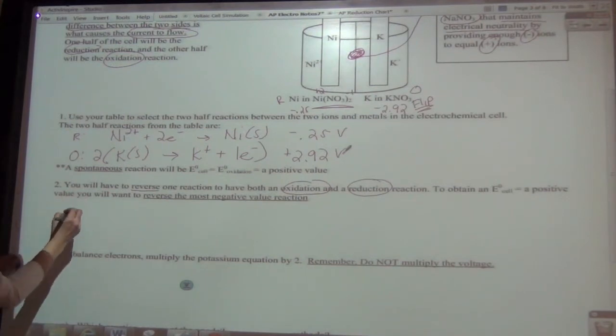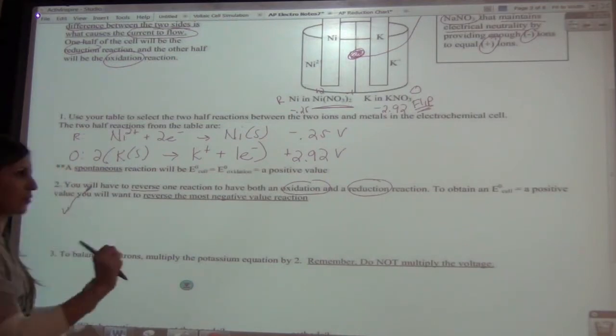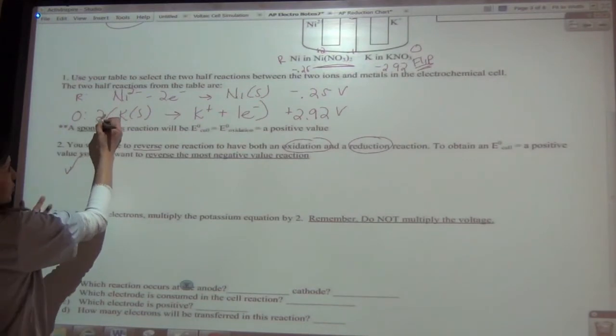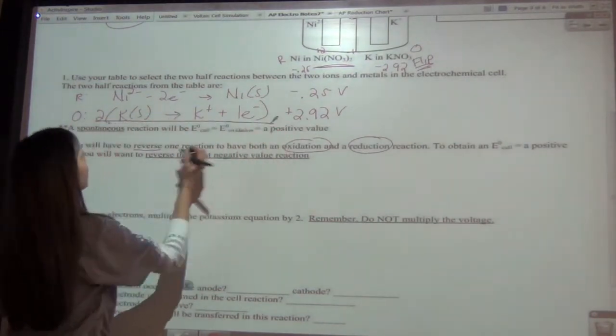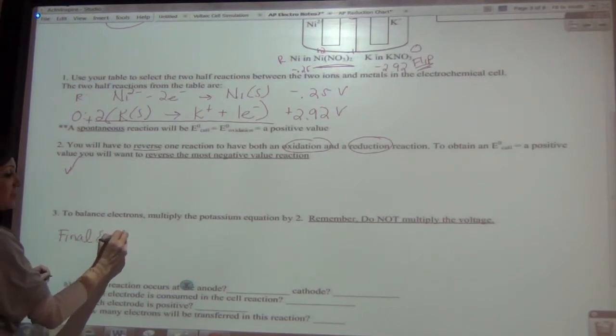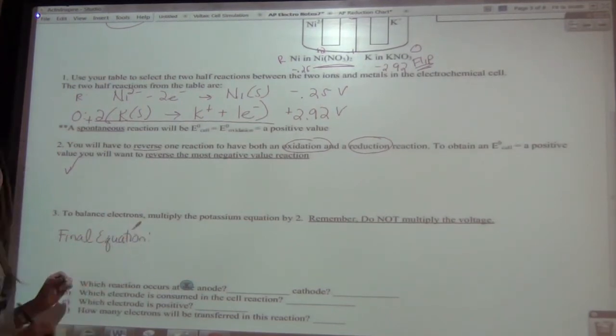Number 2, we already did that. So check this off. We already did that above. And now number 3 says, to balance the electrons, multiply the potassium equation by 2. Remember, don't multiply the voltage. We know to do that. All right. Well, when we do that, we're not going to do this all over again because we already wrote them properly. All we're going to do is add this together to get our final equation, because sometimes they ask you, what is the final equation?